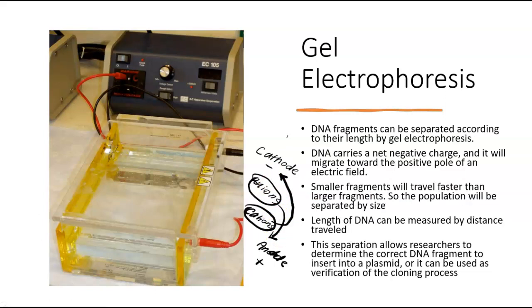Now, when I was learning about this, I was always confused because I was like, why is the negative side called a cathode? And why is the positive side called an anode? What you need to think about is this way. Anions want to move towards the anode, and cations will move towards the cathode.